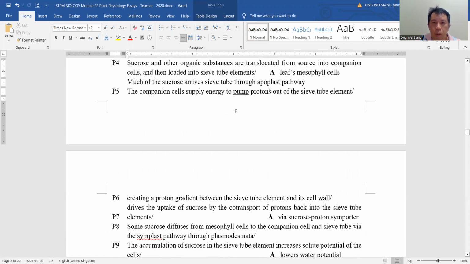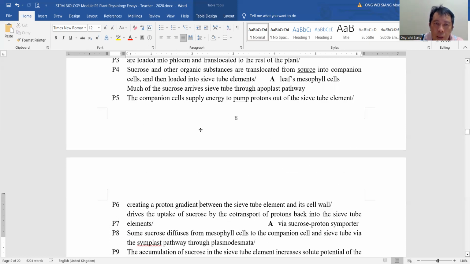They pump the proton. Remember, this one is a co-transporter. They pump the proton out, then the protons bind to the co-transporter, and at the same time sucrose will bind to the co-transporter as well, and then they bring the sucrose and the protons into the sieve element. If you forget, please refer to my notes.